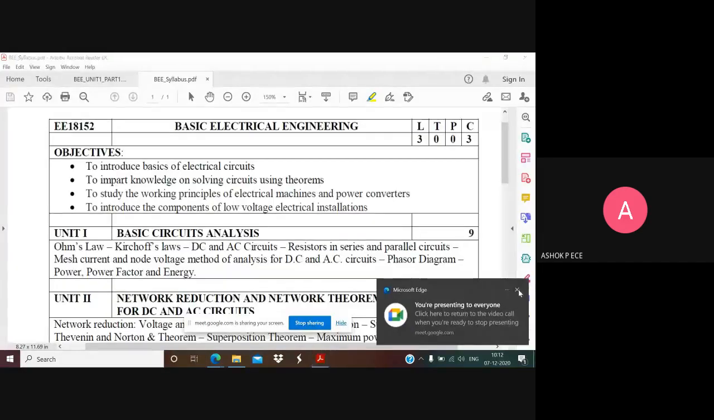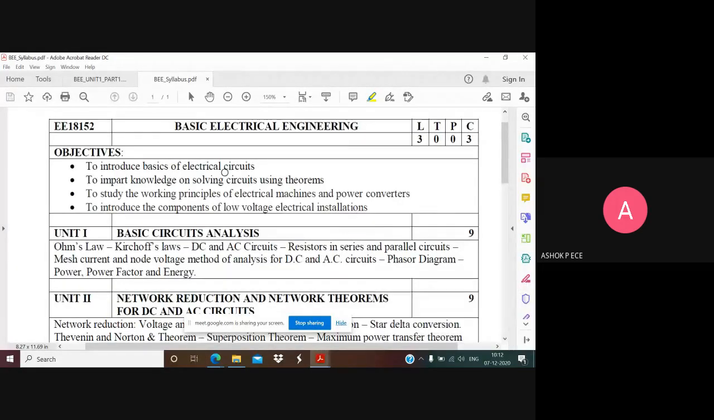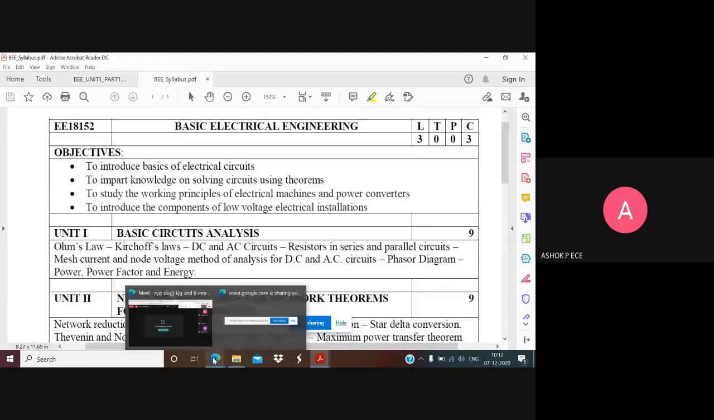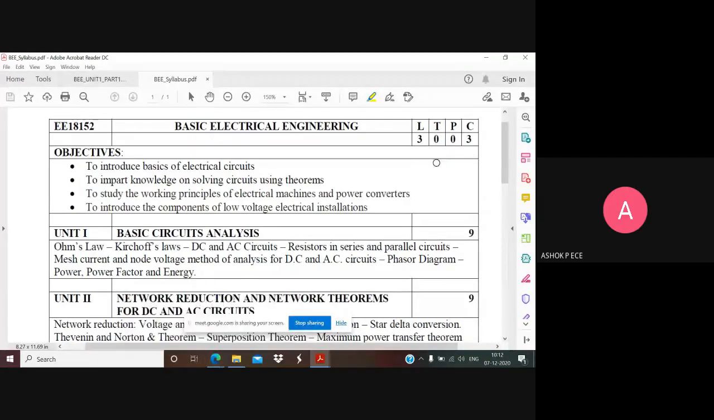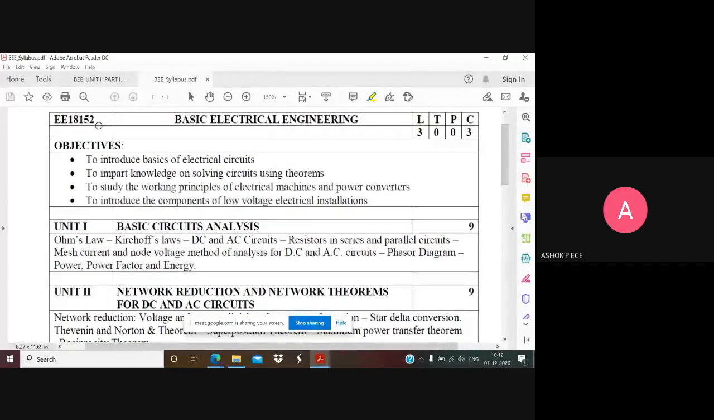So I think everybody should be seeing the syllabus on your displays. Yes, the syllabus is visible. Basic Electrical Engineering, W18152. Everyone is able to see the syllabus. Yes, sir. Okay, fine. The subject code is W18152. The name is Basic Electrical Engineering.